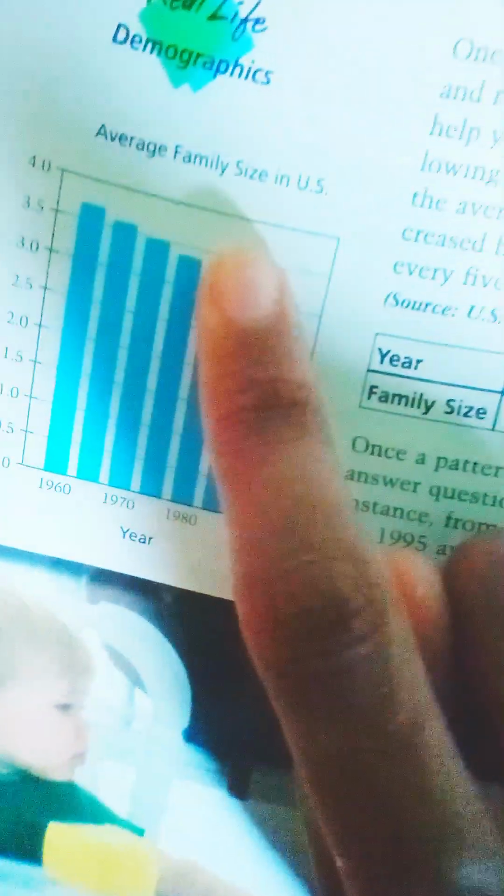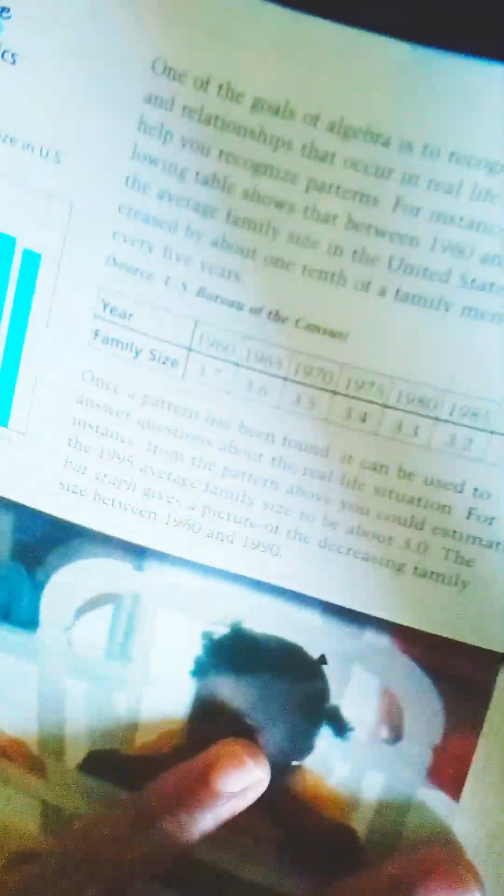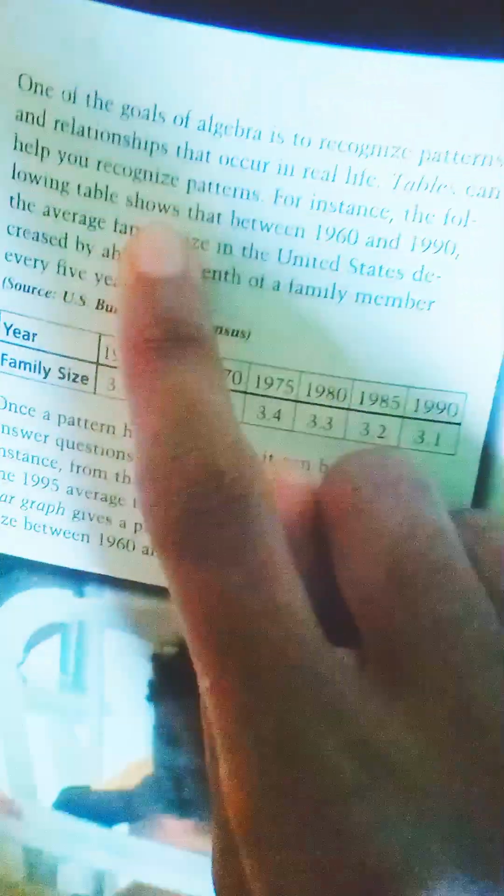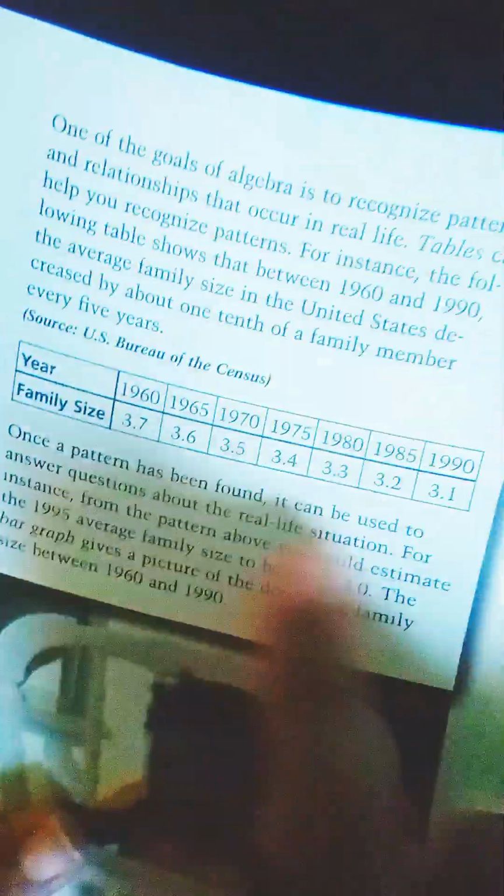It looks like a graph, average family size in the US. So let's read what we're talking about in this. One of the goals of algebra is to recognize patterns and relationships that occur in real life. Tables can help you recognize patterns. For instance, the following table shows that between 1960 and 1990, the average family size in the United States decreased by about a tenth of a family member every 5 years. The source of this is the U.S. Bureau of Census. As you can see, the family size in 5 years.